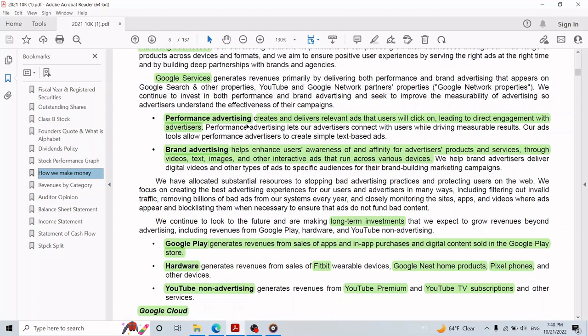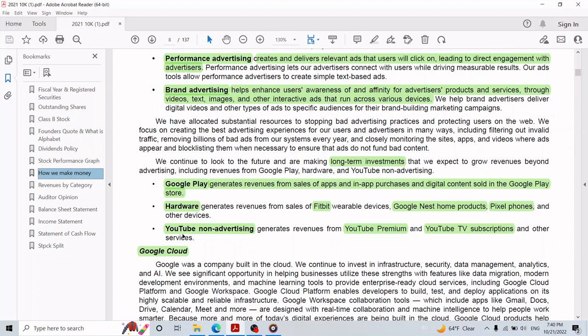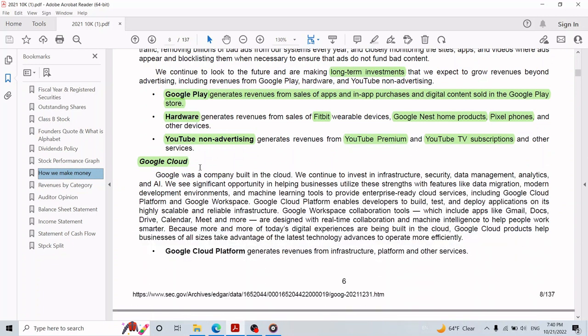Google Services includes performance advertising, which is the per-click ad, and brand advertising, which is a more focused ad to help users be more aware of a service or product. They have Google Play, which is sales of apps and in-app purchases. They do have hardware sales, like for example, the Fitbit wearable devices, Google Nest home products, and Pixel phones. And they have another non-advertising revenue source, like YouTube Premium and YouTube TV subscriptions.